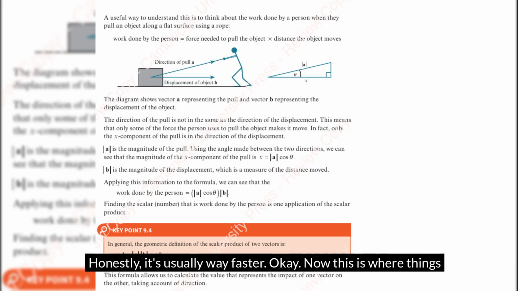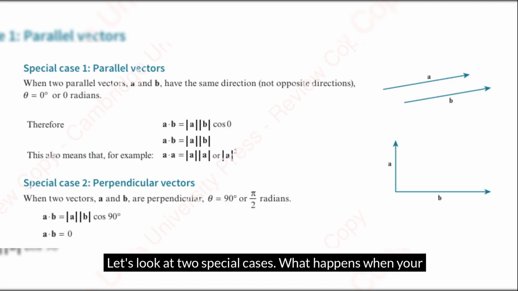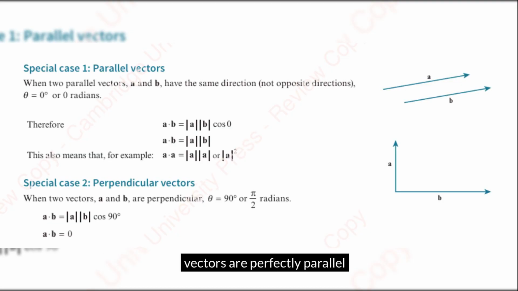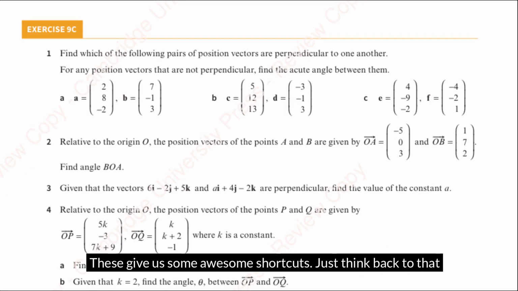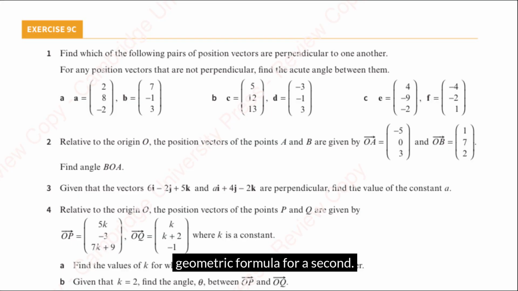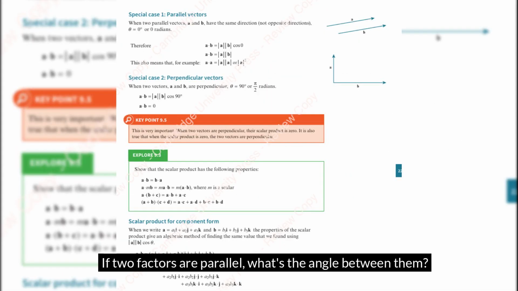Okay, now this is where things get really cool. Let's look at two special cases. What happens when your vectors are perfectly parallel or when they're perfectly perpendicular? These give us some awesome shortcuts. Just think back to that geometric formula for a second. If two vectors are parallel, what's the angle between them? 0, right? And what's the cosine of 0? It's 1. So the dot product is just their magnitudes multiplied together.